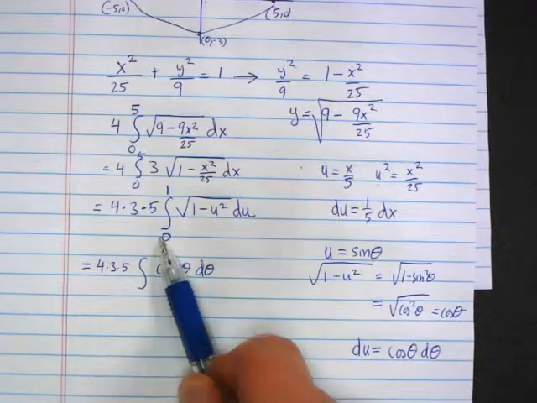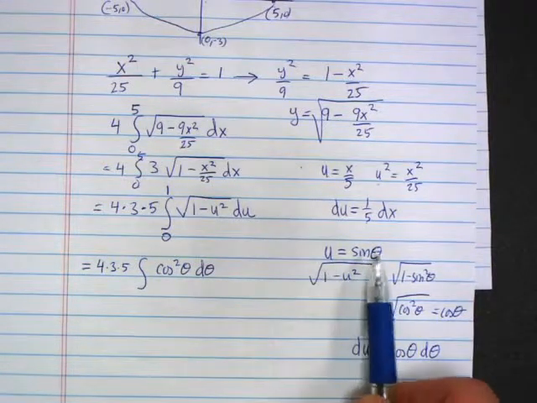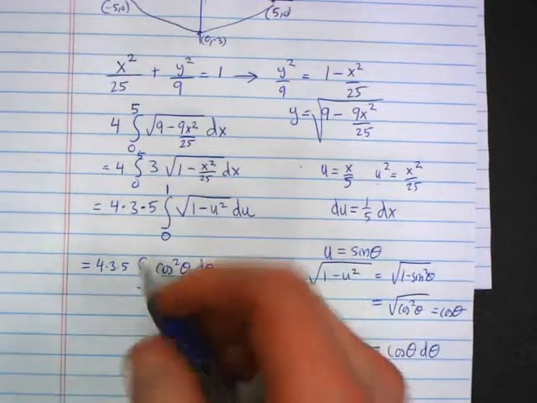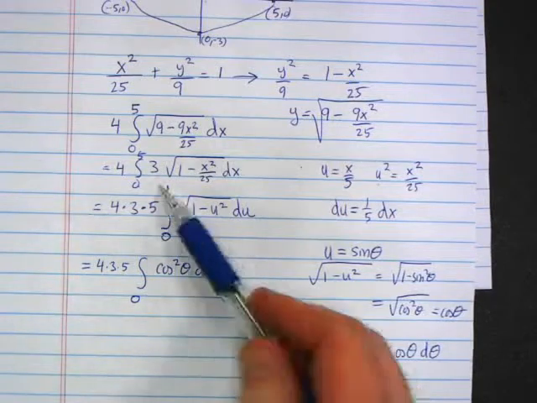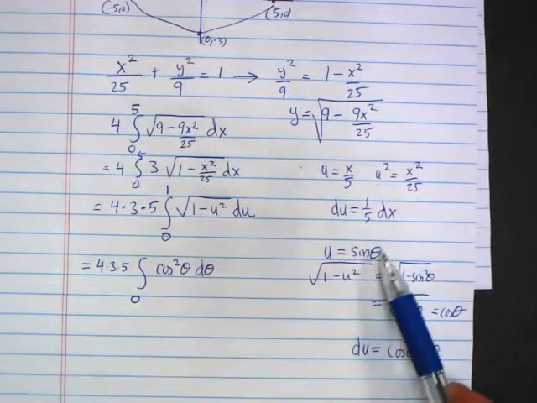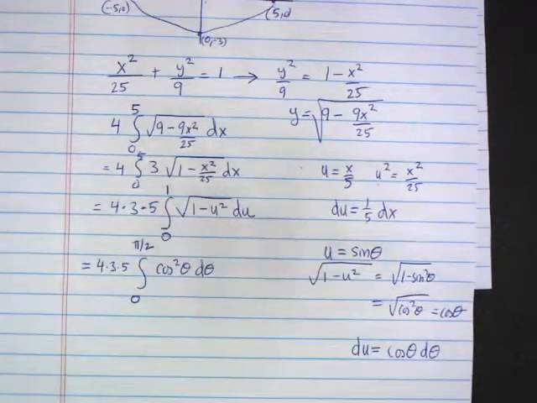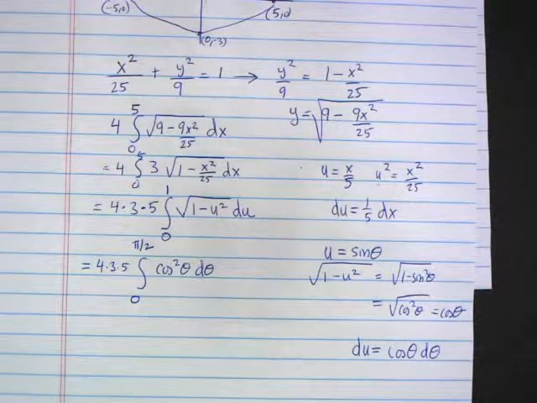If u is 0, sine of what gives you 0? 0. Conversely, when u is 1, sine of what gives you 1? Pi over 2. Okay. How do you integrate cosine squared? Power reduction formula. Okay, so what do you get when you do the power reduction formula?